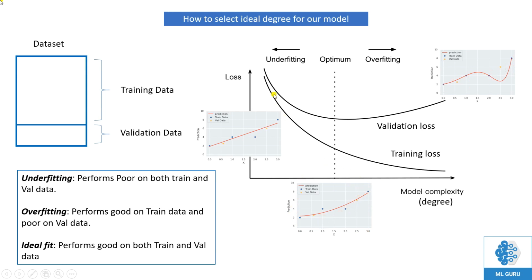So how do you choose your degree? You can notice, as you increase the complexity, your training loss goes down continuously. But as you can see, the validation loss initially goes down, but after some point, it again goes up. So this denotes overfitting, that your model has started to overfit. So you have to stop before your validation loss goes up. So this point is your ideal point, or this degree over here on the x-axis is your ideal degree.